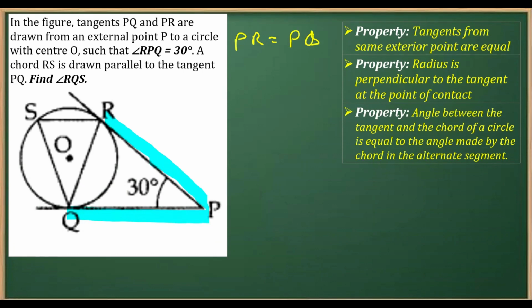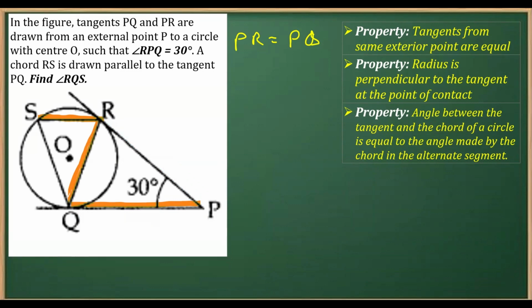And the reason is tangents from the same exterior point are equal. Now, as I read further, we are given a chord RS, and it is drawn parallel to the tangent PQ. These two are given parallel. Whenever I see two parallel lines, I look for the transversal. I mark it so that it gives us an idea.